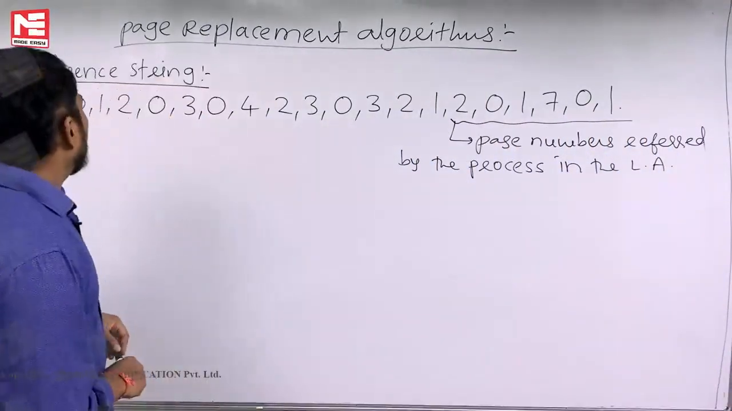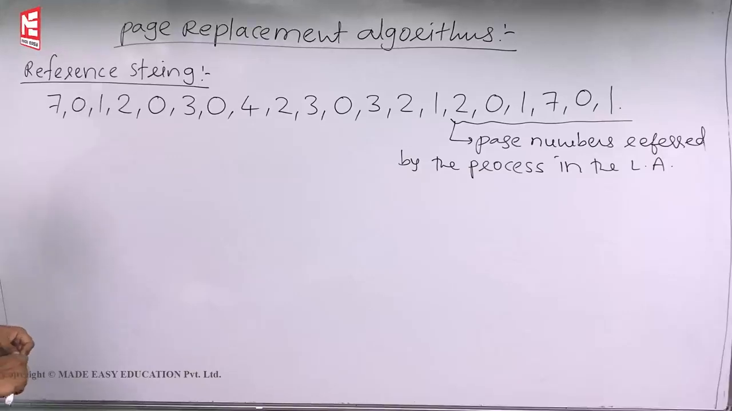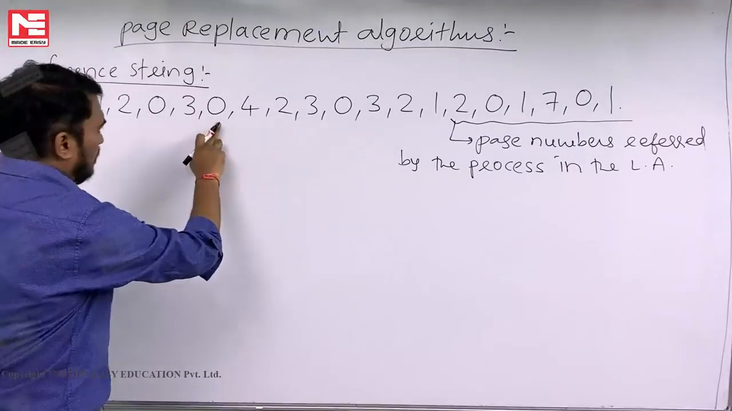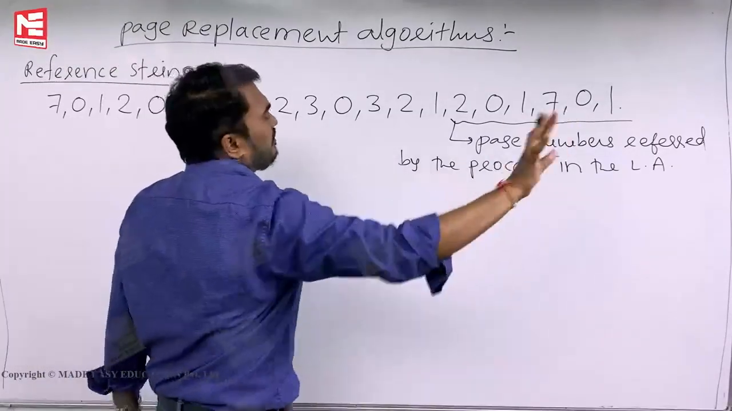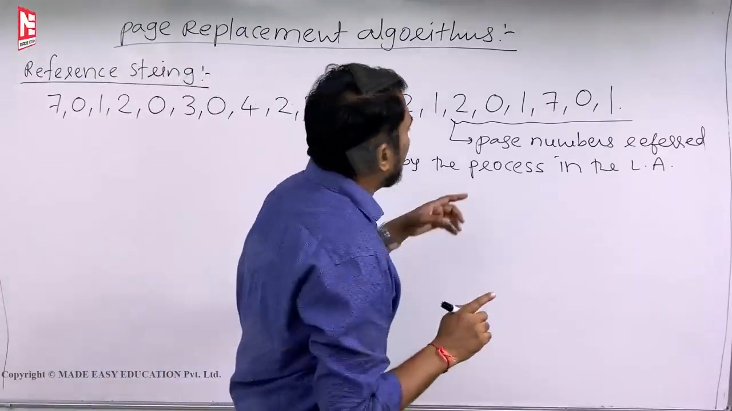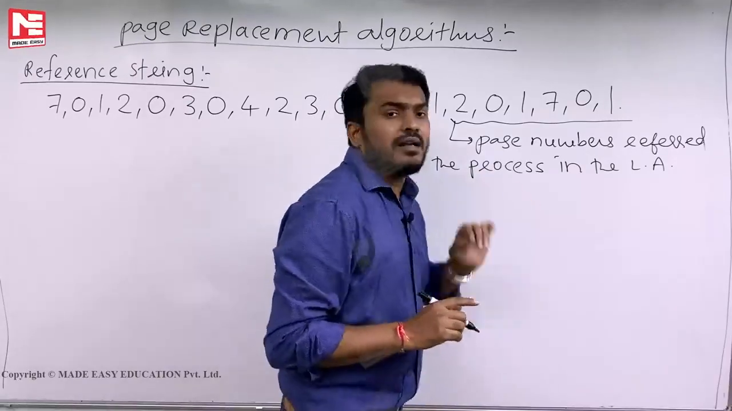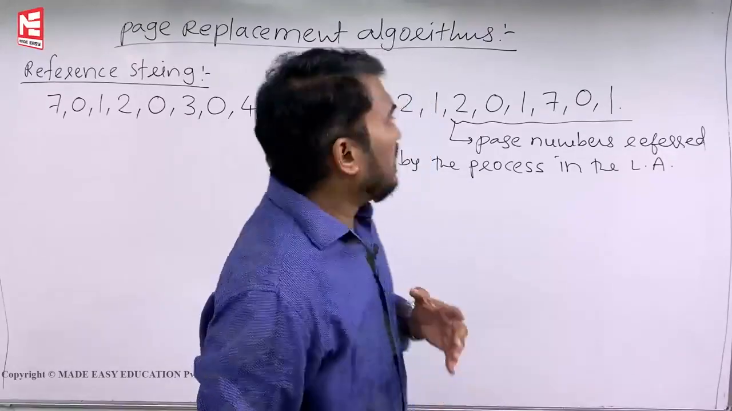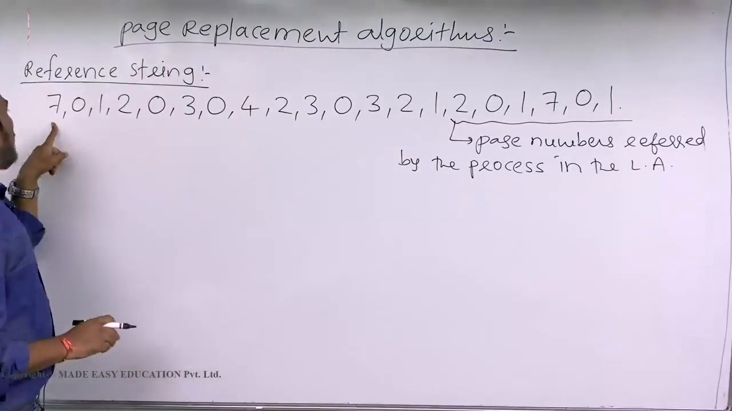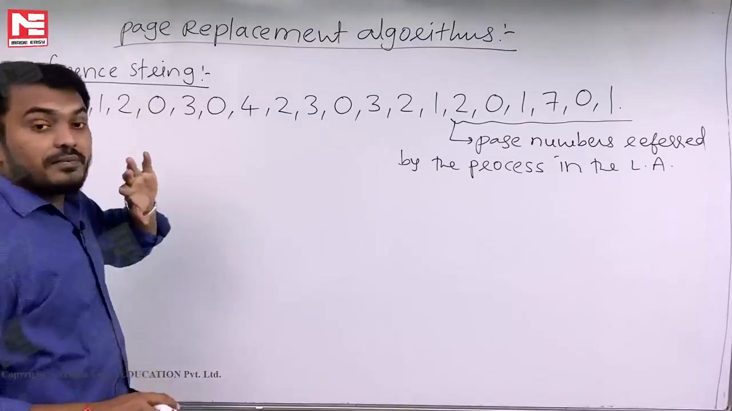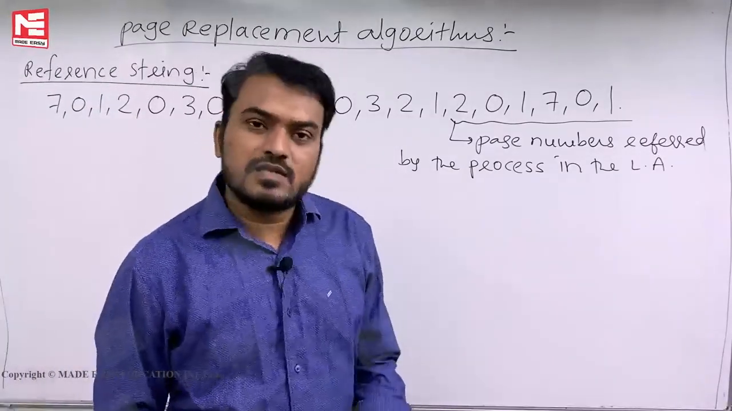Now understand here, this is the reference string given to you: 7 0 1 2 0 3 0 4 2 3. What is the meaning of reference string? It means page numbers referred by the process in the logical address. The process is referring page number 7, page number 0, page number 1, page number 2, page number 0. These are the page numbers referred by the process in the logical address.